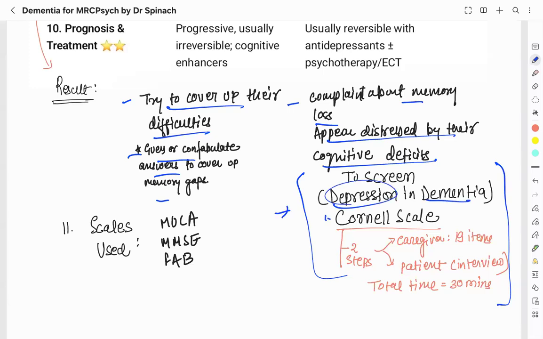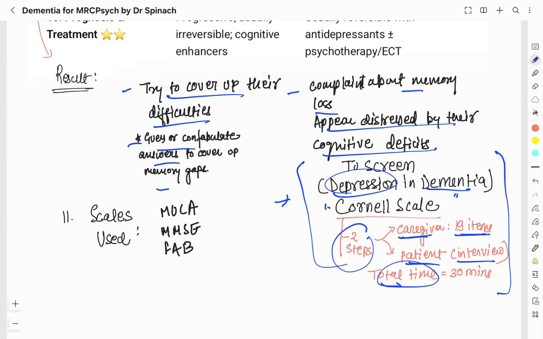This is the Cornell scale. It has two steps, one for the caregiver, which has 19 items, and one for the patient interview. The total time taken when you're using the scale is 30 minutes. So this is important. For depression in dementia, we use the Cornell scale, and the scales which we already discussed for pseudodementia and dementia. This is dementia.